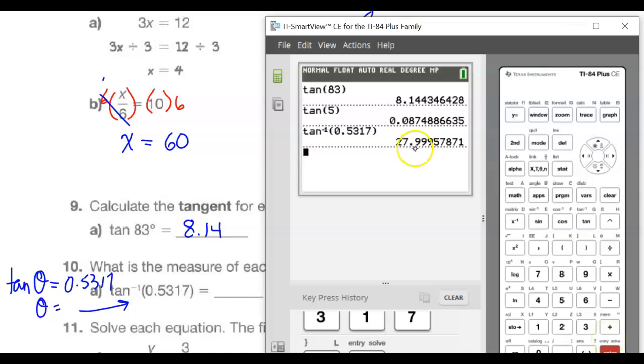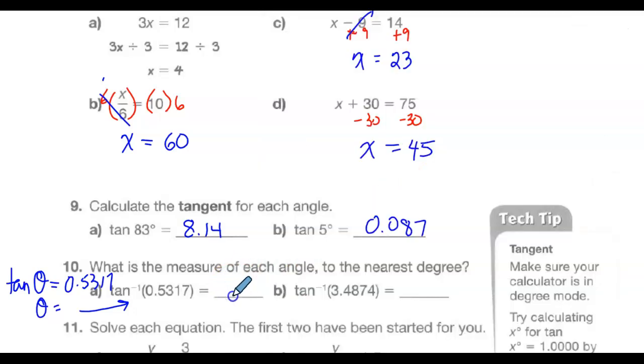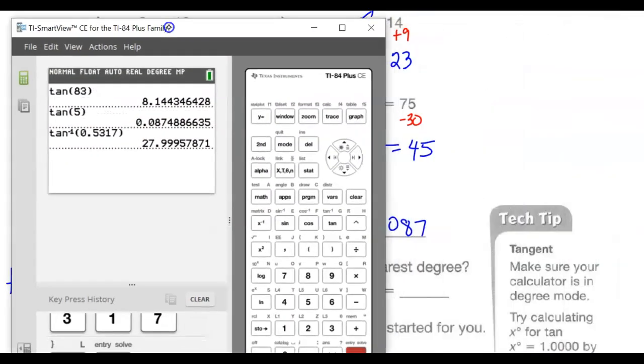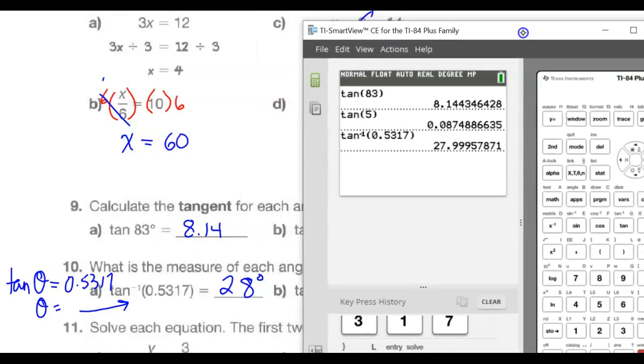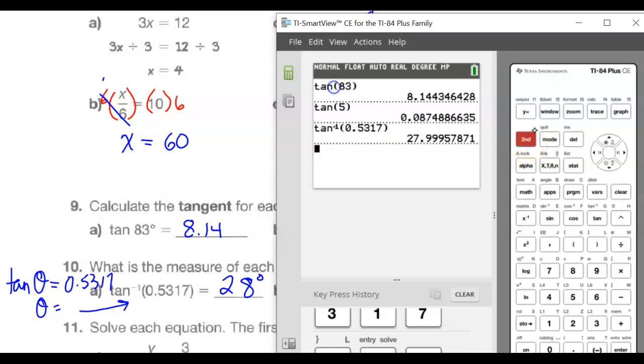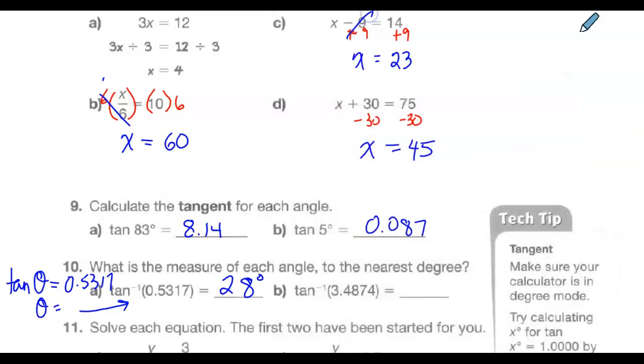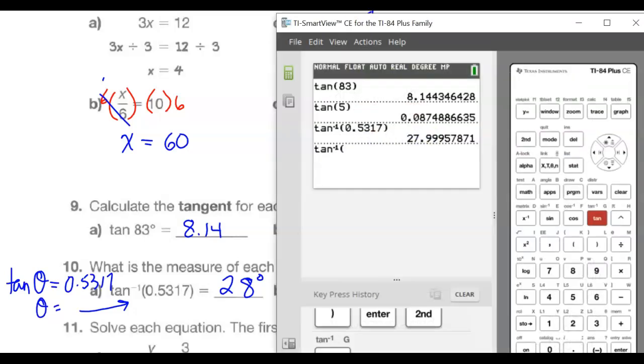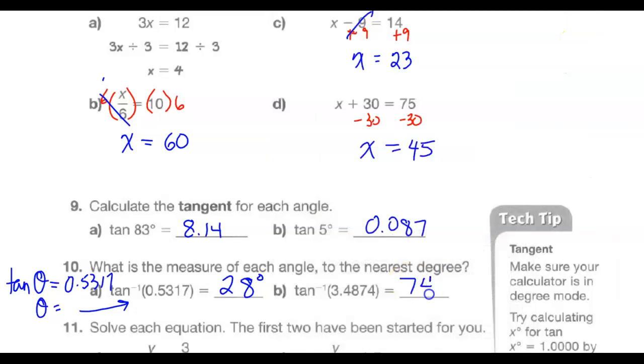So here we'll round to the nearest whole number. It's an angle in degrees, so that would be 28 degrees. Next one. Oh, can't see it there. Okay, let me just do this first. Second, tan, and then what is it? 3.4874. And that would be 74 degrees. And we round it.